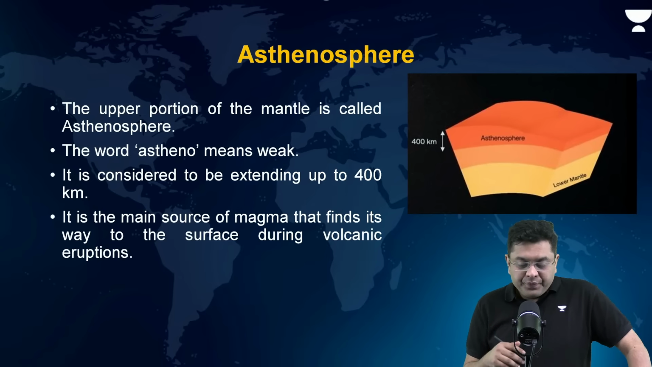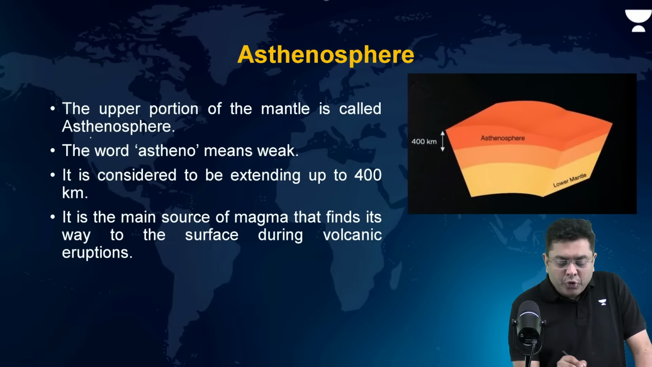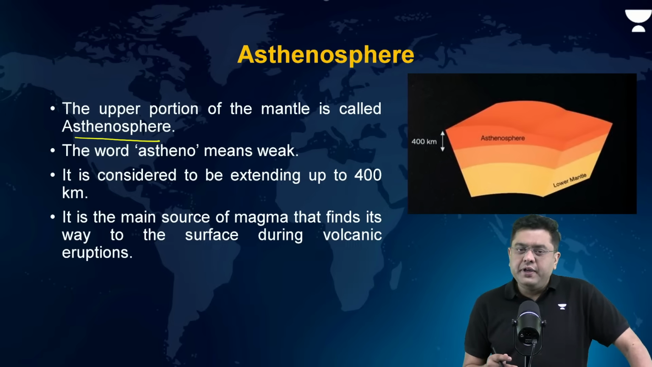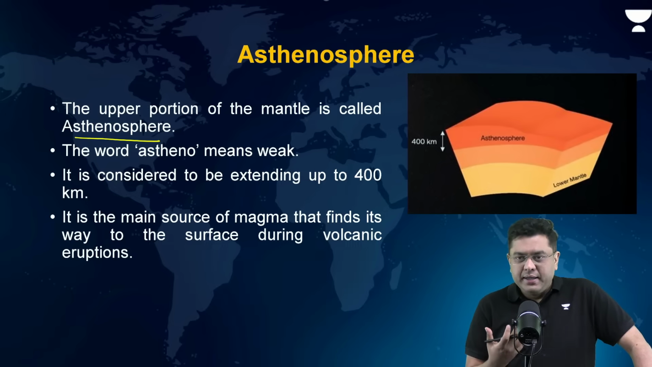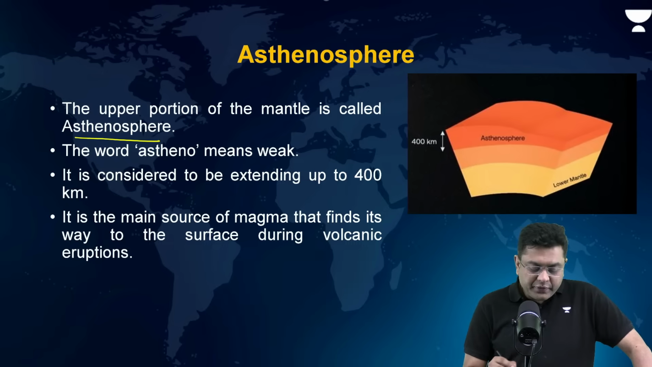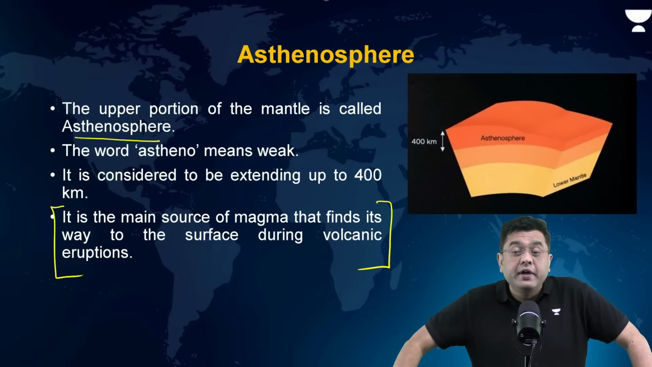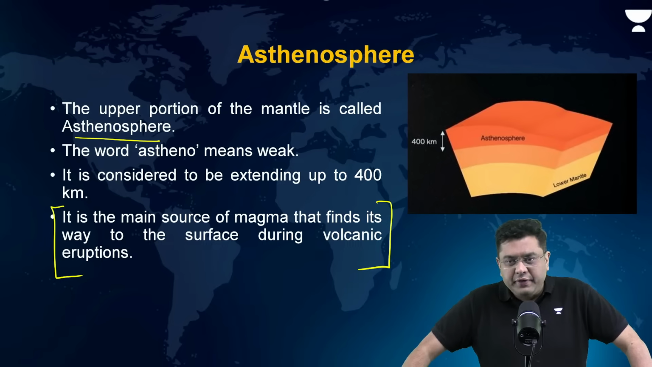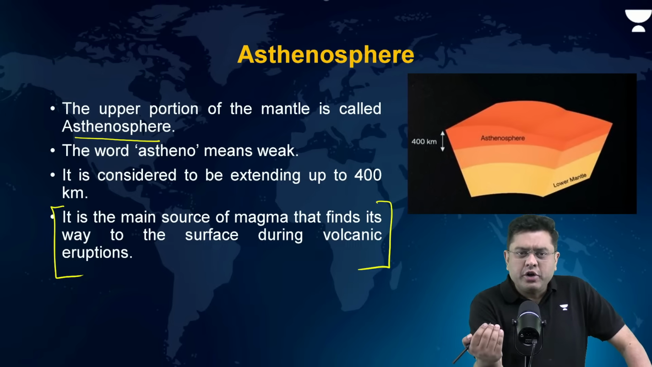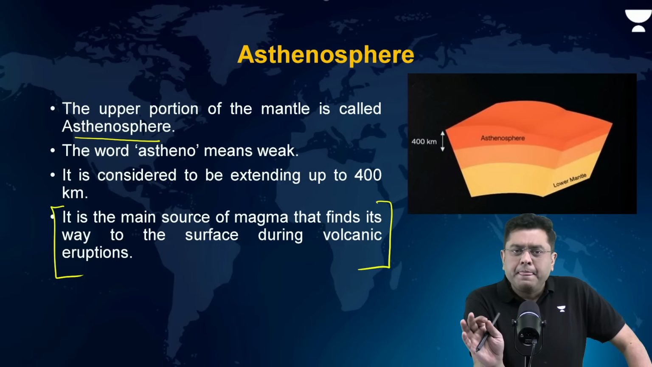Now, asthenosphere. Upper portion of the mantle is known as asthenosphere. The word astheno refers to weak, right? It is considered to be extending up till a depth of 400 kilometers. It is the main source of magma, the molten materials which come to the surface during volcanic eruption are actually provided by this asthenosphere. Repetition of mesosphere and barosphere. Simple. Crust plus solid portion of upper mantle, lithosphere. Underneath that lithosphere, the case of asthenosphere.